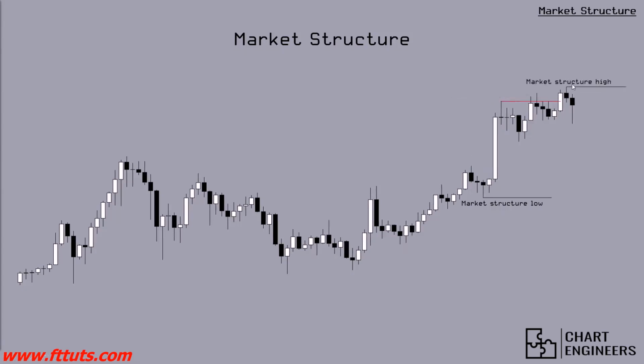So as we see, market structure high, market structure break. Again, we had a wick rejection of the high and it created this small reversal here. And now to find our new market structure low, just the low that created that high, which is going to be this swing low here.